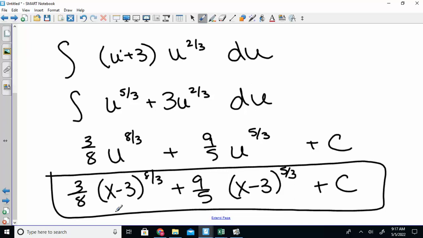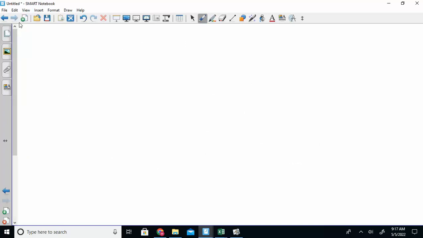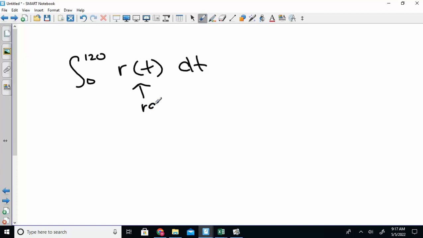Okay. Question number 10. I told you that R of t was the rate, it's like representing a derivative. So I want to know what this would represent. So R of t is the rate, gallons per minute. We know that a derivative is a rate. So if we go backwards from a derivative, what would it be?